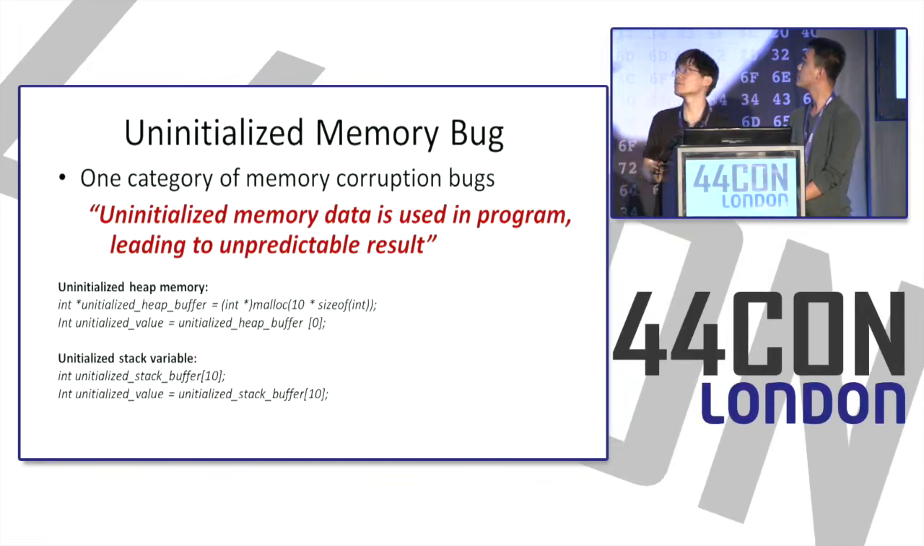Here are 2 examples of uninitialized memory bugs. In the first one, you can see we allocated an int array of 10 elements on the heap, and we access the first element of the array before initializing the array. This is a typical uninitialized heap memory bug. In the second example, you can see we have an int array on the stack. It has 10 elements, and we access the first element of this array before initializing it. And it is a typical uninitialized local variable bug.